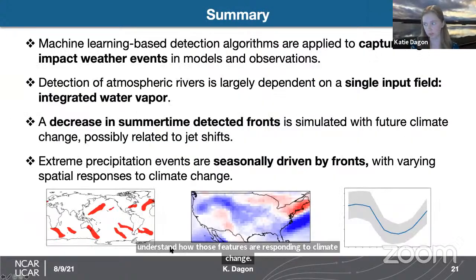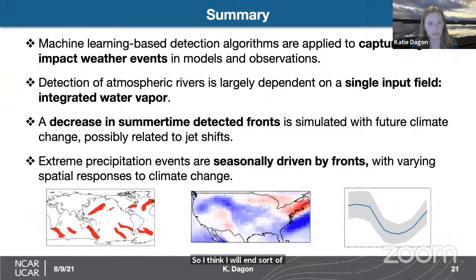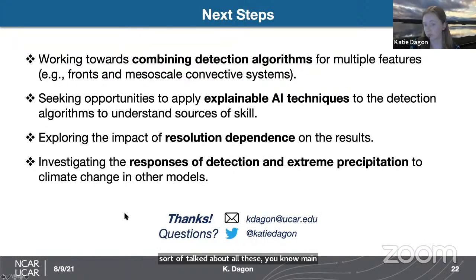So I think I will end quickly with these few summary points. I know we want to get to questions. I talked about all these main conclusions, and then just talking briefly about some next steps. I've talked about some of these: checking the response to other models, the resolution dependence, applying explainable AI, which I know is the subject of a lot of the talks here. And I'll just leave it at that. Here's my contact information. Thanks very much for your attention.